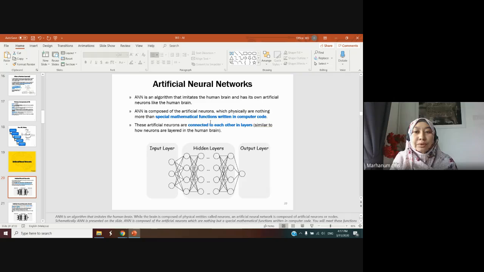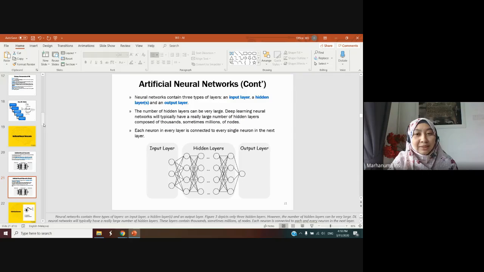We have real neurons in our mind, our brain. But the artificial neuron is a special mathematical function written in computer code. Who writes the mathematical functions? The programmer. The programmer basically sets the neurons of the program. These artificial neurons are connected to each other in layers, similar to how neurons are layered in the human brain. If I were a doctor, I think I could explain the neurons of the human brain, but unluckily I'm not a doctor, so I can't explain the human neuron.